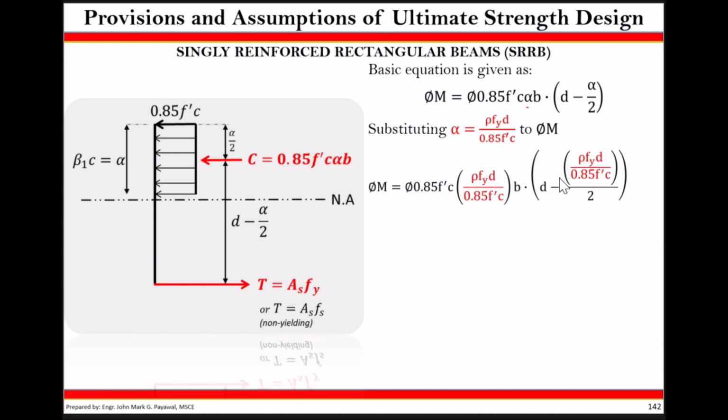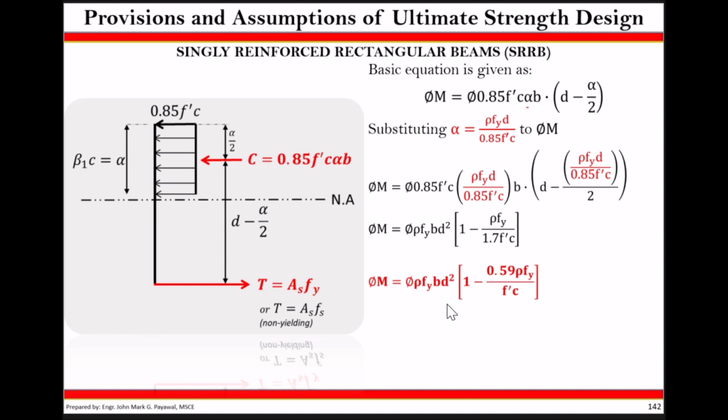So pag ni-rearrange mo siya and then sinolve mo yung value for Vmn, you would see that it could be expressed in this equation: V = rho Fy multiplied by BD squared multiplied by the quantity 1 minus rho Fy over 1.7 Fc prime. Pag sinimplify mo pa further, yung 1 over 1.7, ito yung equal niya: 0.59 rho Fy over Fc prime.